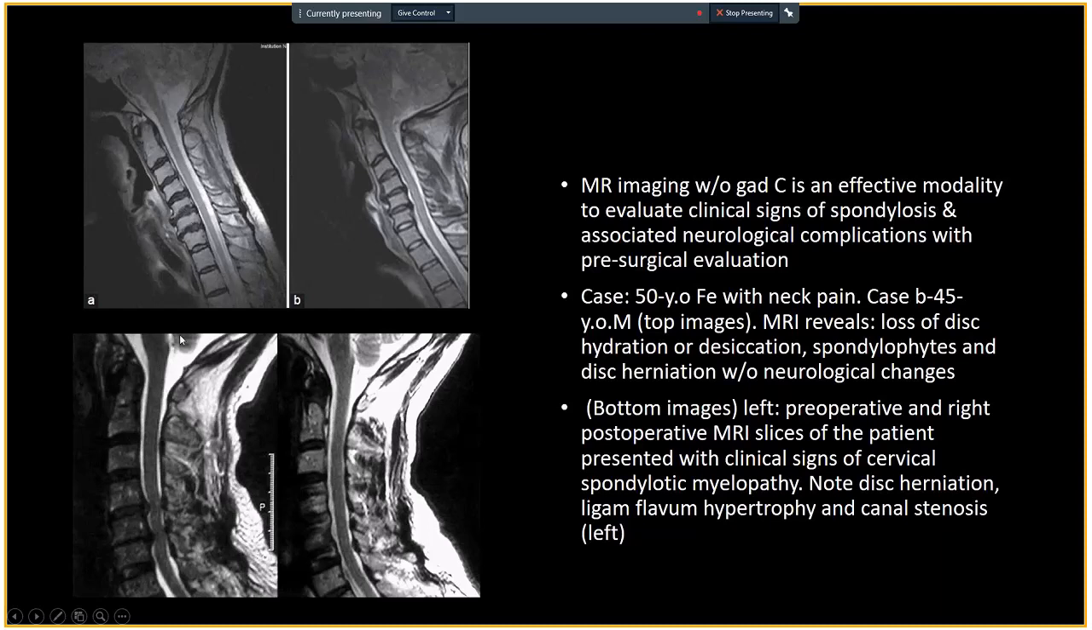But in this case, what you also observe is a proliferation, or rather thickening or infolding of the ligamentum flavum, as well as protrusion of the disc with osteophytes, sometimes called a disc osteophyte complex. As you can see, that significantly leads to spinal canal stenosis. This can also be exaggerated by extension of the neck.